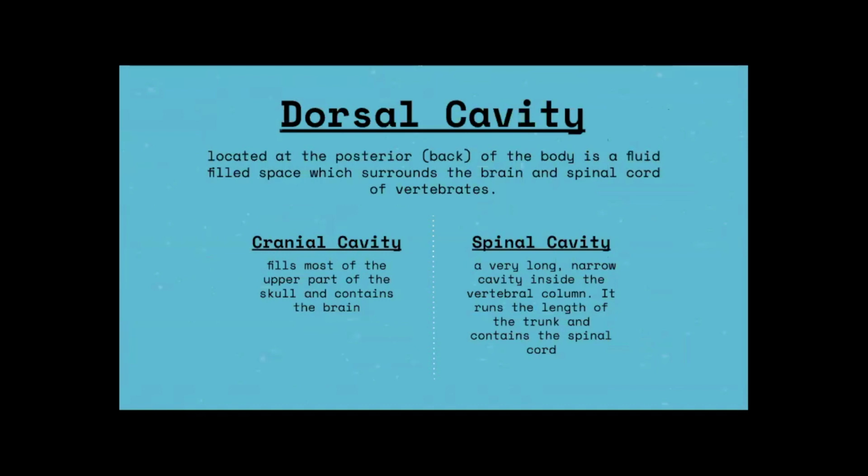Okay. So, the dorsal cavity. It is located at the posterior back of the body and is a fluid-filled space which surrounds the brain and the spinal cord of vertebrates. The cranial cavity fills most of the upper part of the skull and contains the brain. The spinal cavity is a very long, narrow cavity inside the vertebral column. It runs the length of the trunk and contains the spinal cord. Both of these are very, very important. And in the spinal cord, if anything happens to it, it can result in paralysis of the body.